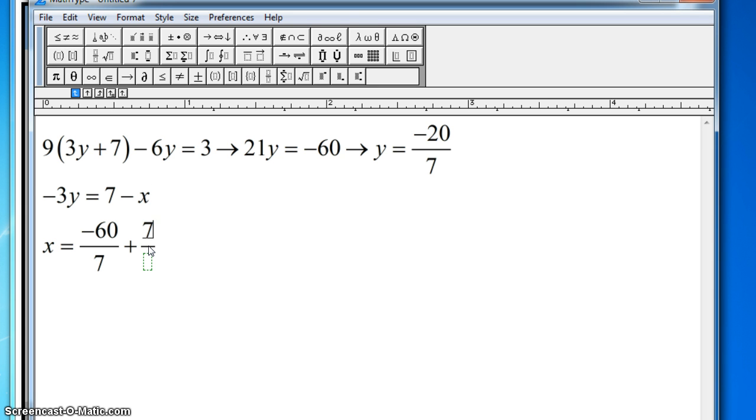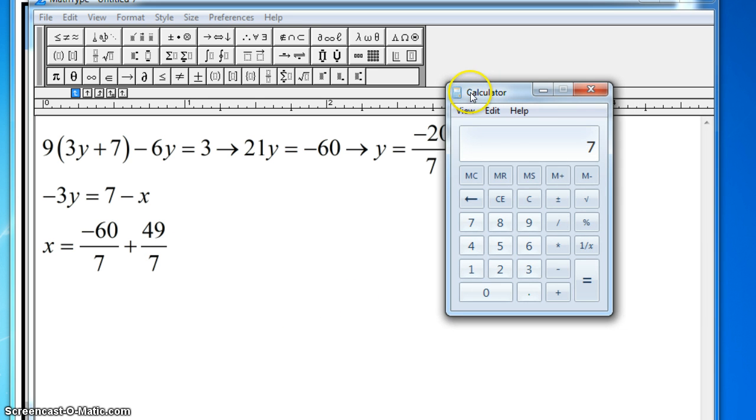What is that? 49, right? I thought that was right. 49 over 7. And again, I'm just guessing all my arithmetic here, but if you're ever not sure, do 7 times 7 is 49. And 9 times 3 is 27. So I encourage you to check all your work on a calculator. That way you'll make sure it's right.